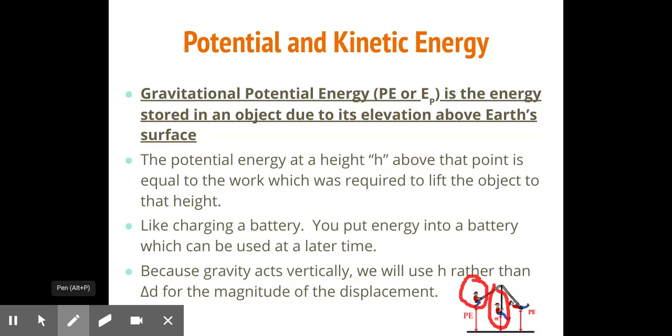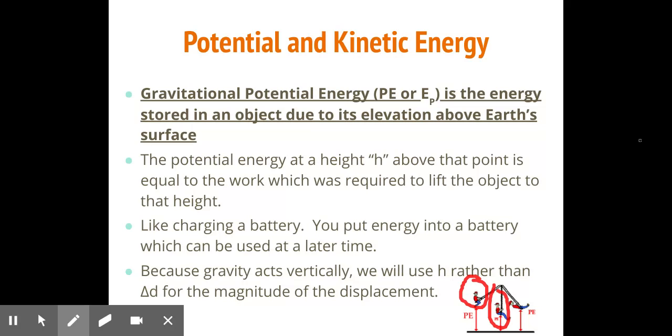But to cap off, let's read through the rest of the notes. The potential energy at a height of h above that point is equal to the work which was required to lift the object to that height, which of course makes sense. The amount of energy it takes to go from, say, 0 to 10 meters should be about the same as going from 10 meters to 0, is what it's basically saying.